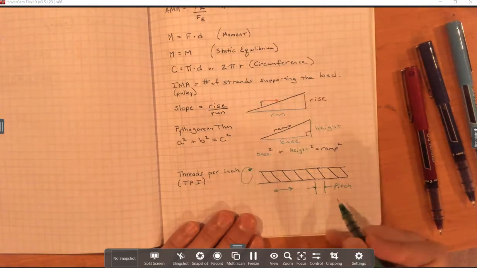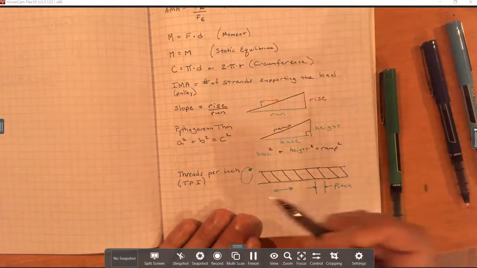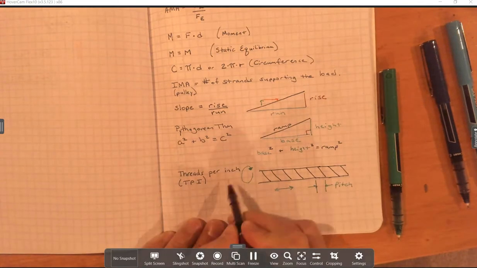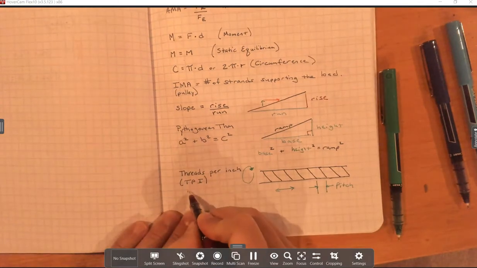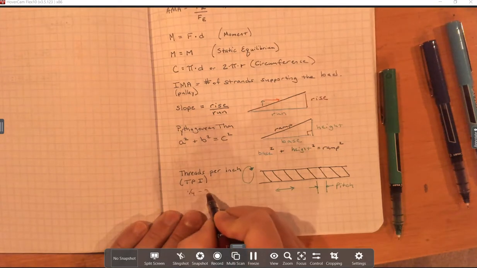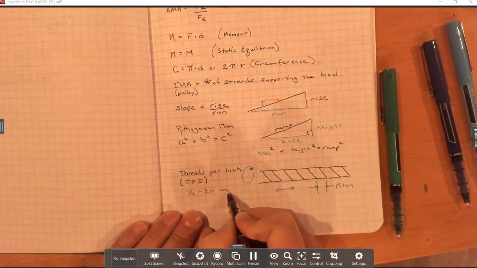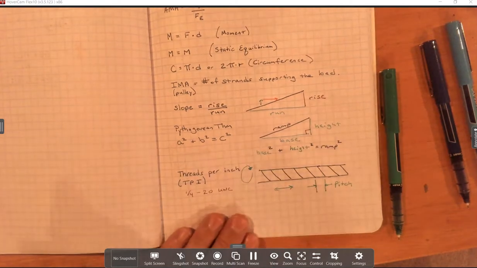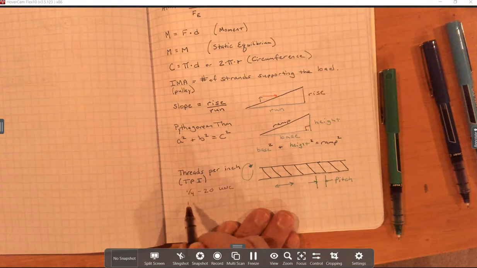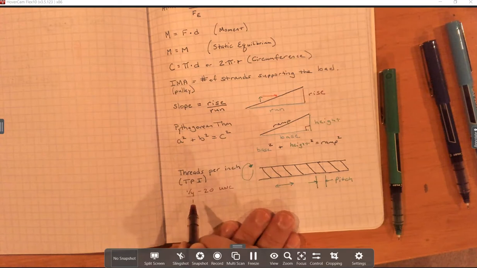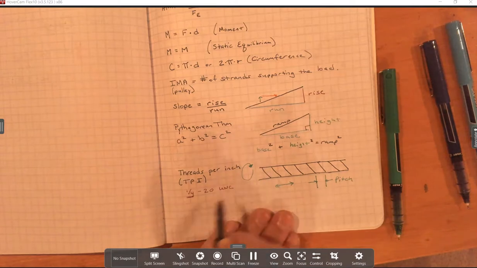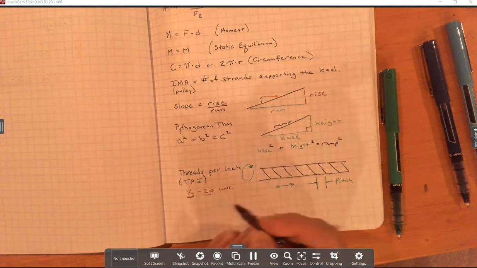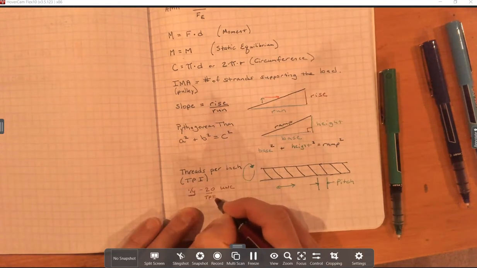How we understand or find pitch in the US is often from being given a thread note that looks something like this. This is a very common 1/4-20 and maybe like a UNC note after it. This is a note to give us the size of our threads. The first part of it is the diameter, so this would mean we have a 1/4 inch diameter, in the US customary system. The 20 is the TPI, or threads per inch.